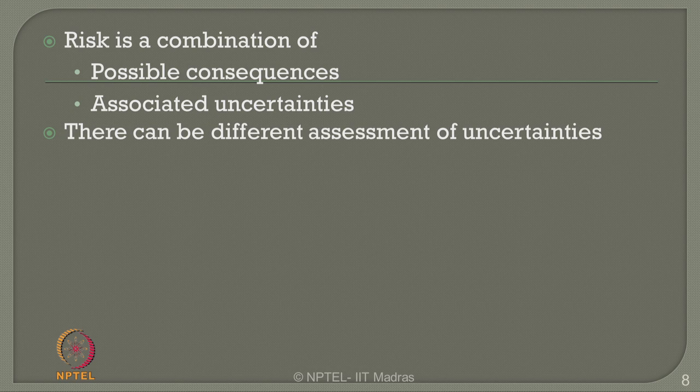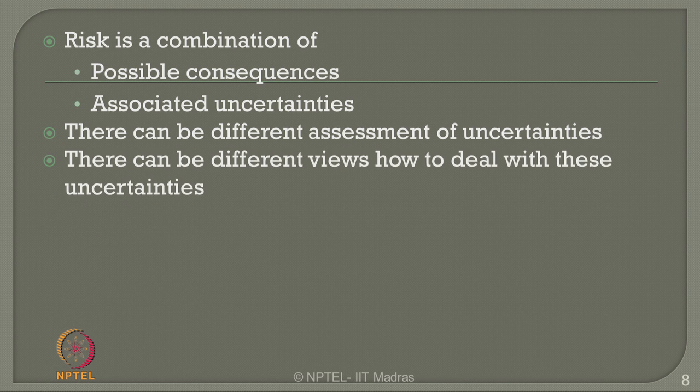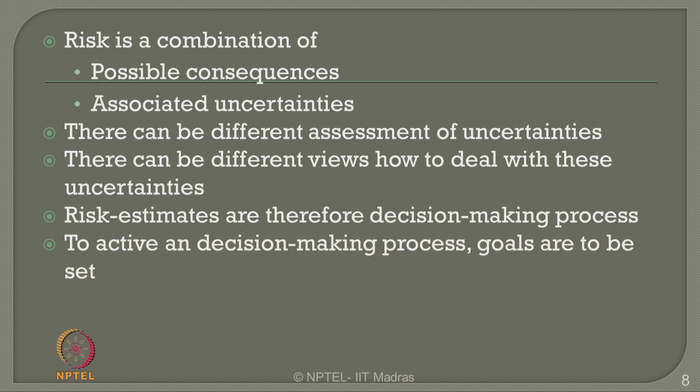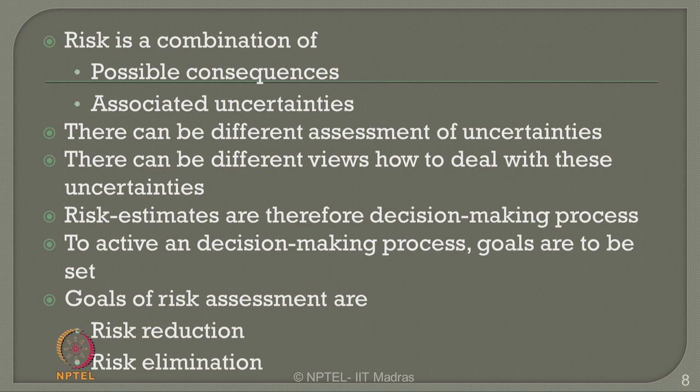There can be different assessments of uncertainties. There can be different views on how to deal with these uncertainties. Risk estimates are therefore, friends, a decision making process. To activate any decision making process, goals are to be set. Therefore, we have two distinct sets of goals available in risk management in oil and gas industries, which we discussed in the previous lectures. Goals of risk assessment are therefore aiming at risk reduction and risk elimination.